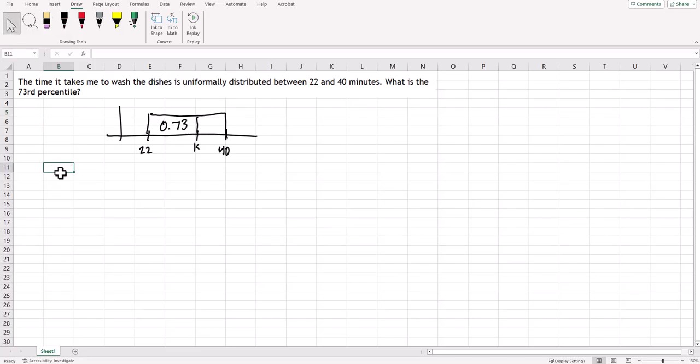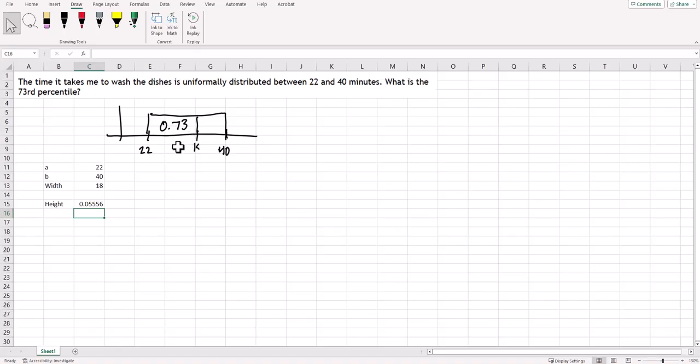So, a couple of things as we get started here. I'm going to do A is 22, B is 40, and so the width of my distribution here is 40 minus 22, and that means the height is going to be 1 divided by the width, right? That whole area here is 1. So we're now looking for this cutoff here.